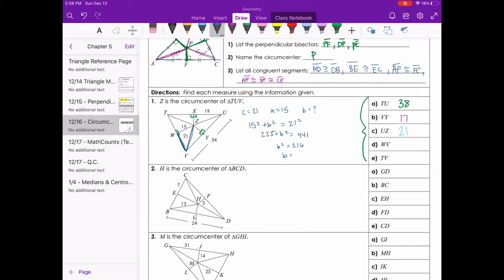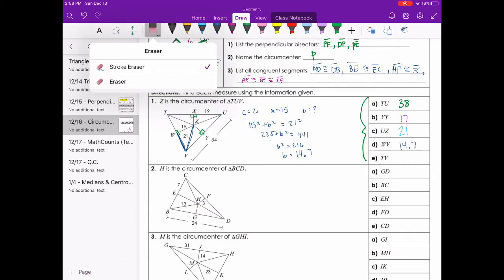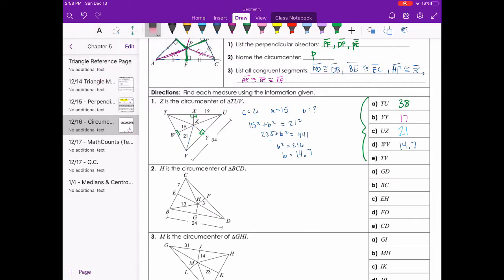So b would equal 14.7 about. All right, TV would be right here. So if this was 14.7, that point W was my midpoint, so all of TV would just be double that. Should be 29.4.